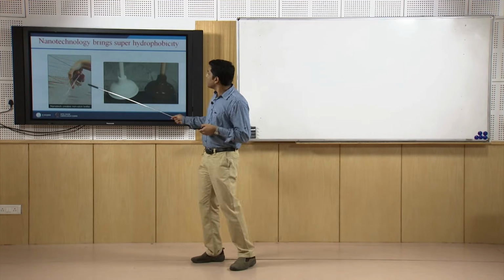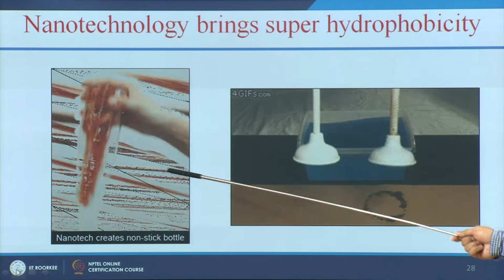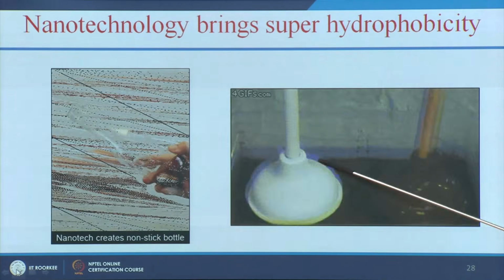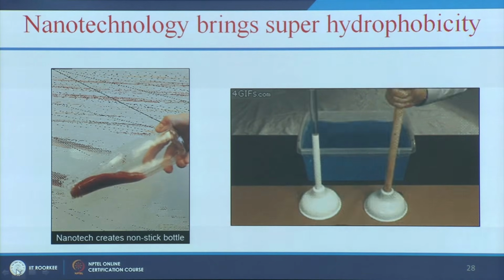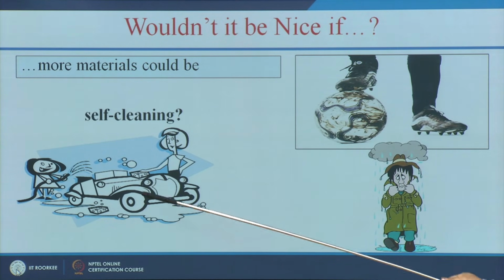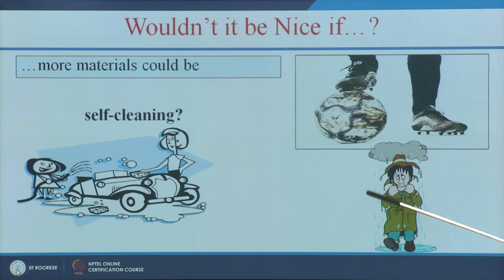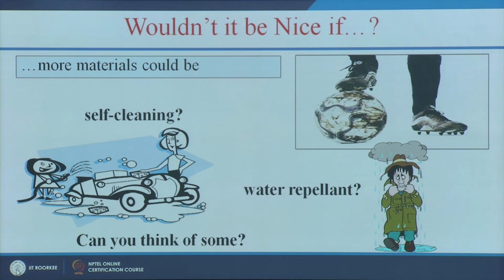Not only that, we can also make a non-sticky bottle. We don't want to waste even a single drop of ketchup. Also we can make super hydrophobic coating based plastics, which will have a lot of applications. You can also think of some new ideas. For example, you can have such coatings on the car, so that you don't have to take your car to the service center for cleaning. It will have the self cleaning property, and also self cleaning shoes or footballs, and water repellent clothing materials. So we can think of something like that.